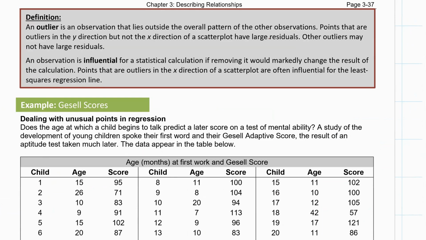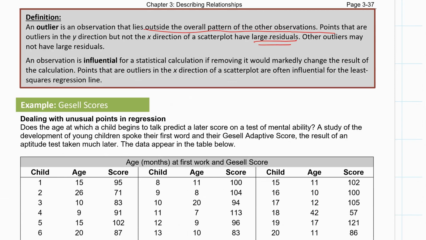For outliers for linear models, we don't have a rule like the 1.5 IQR rule, but we can say that an outlier lies outside the overall pattern of the other observations. Points that are outliers in the y direction, but not the x direction, have large residuals. Other outliers may not have large residuals. I'll show you that in a second.